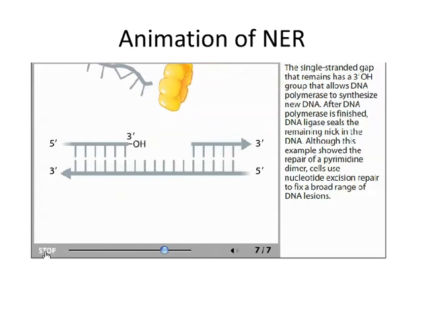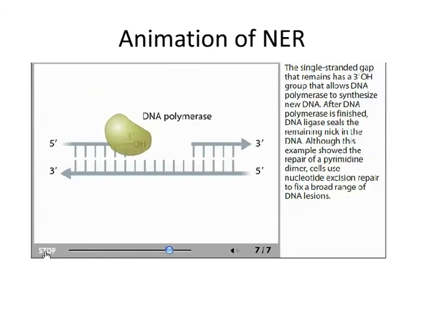The single-stranded gap that remains has a 3' hydroxyl group that allows DNA polymerase to synthesize new DNA. After DNA polymerase is finished, DNA ligase seals the remaining nick in the DNA. Although this example showed the repair of a pyrimidine dimer, cells use nucleotide excision repair to fix a broad range of DNA lesions.